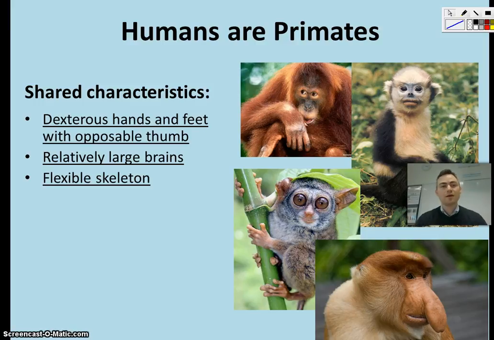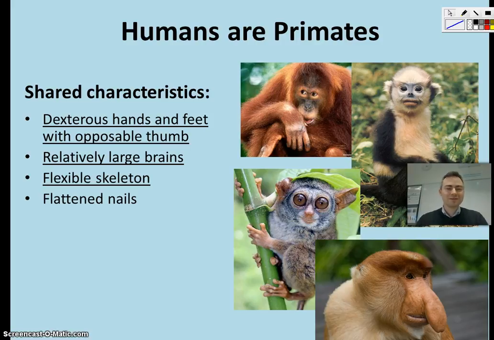We've got a flexible skeleton, which is going to be advantageous if you're swinging around trees like a number of primates are, or if you're a human, you need to get around all kinds of environments. You need to be able to run, you need to be able to avoid predators and catch prey, and so a flexible skeleton will help you do that. Those are really three key common shared characteristics of primates. Those would be the ones that you would want to note.